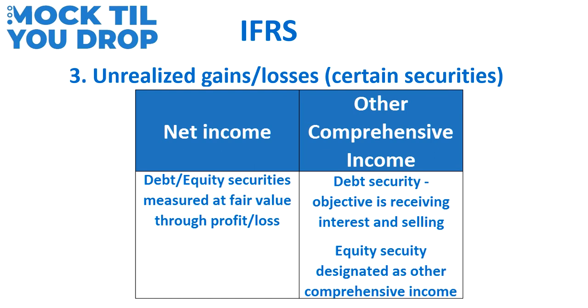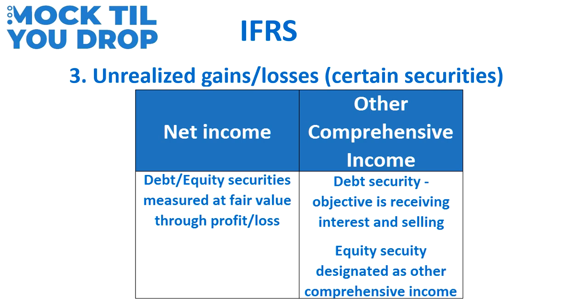We just covered how securities are categorized under US GAAP. Now we're going to discuss how they are categorized under IFRS. The good news is that IFRS is pretty similar to US GAAP with the exception of unrealized gains and losses for certain equity securities, which are being designated as other comprehensive income.